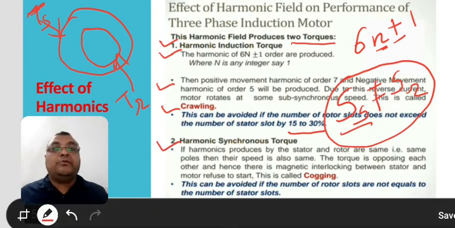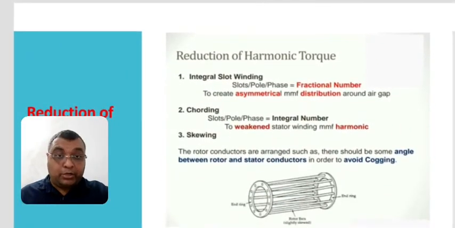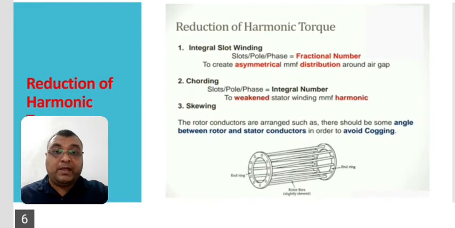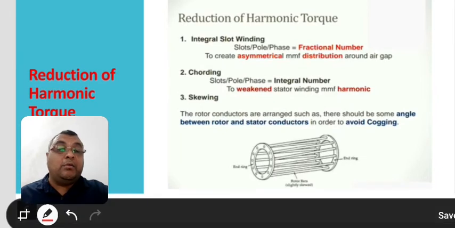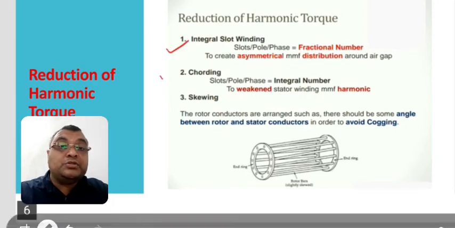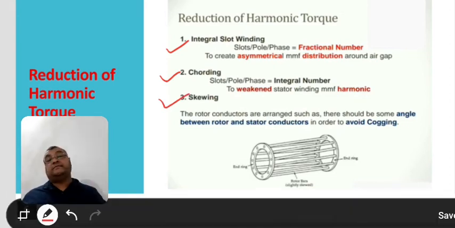Moving further, we can see how we can reduce the harmonic torque in the three-phase induction motor. Mainly there are three methods: first, the internal slot winding, then chording and skewing. These are the three methods from which we can reduce the harmonic torque in the three-phase induction motor. We will see all three of them in detail.